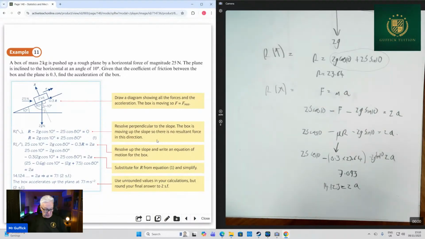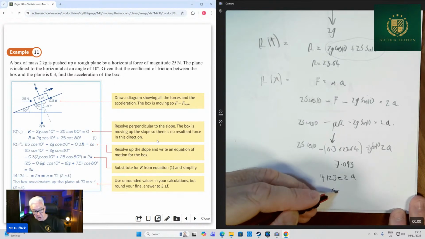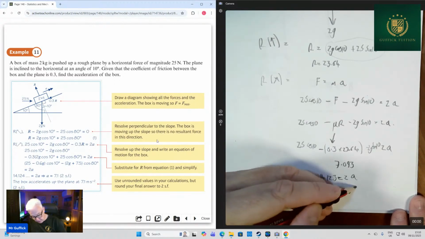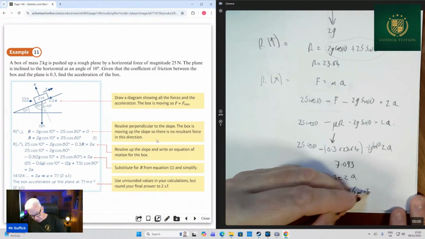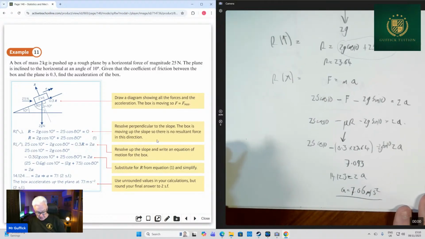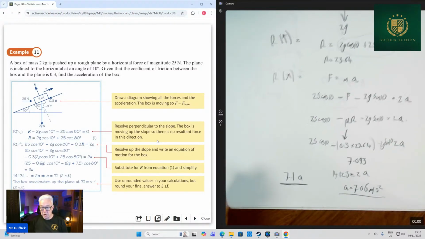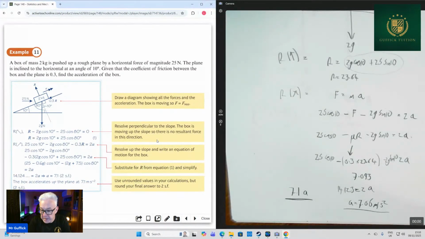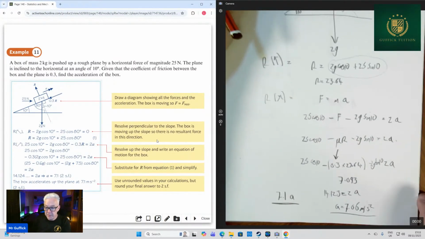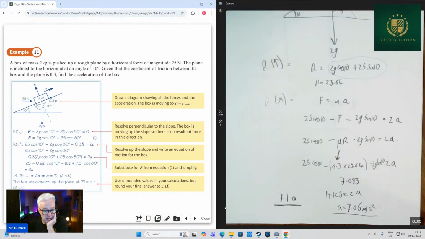And then finally, I'm just going to divide that answer by 2. And I find that I get 7.06. So the acceleration is equal to 7.06 meters per second squared. And so if I give that to two significant figures, that's going to be 7.1 is the acceleration to two significant figures. But yeah, I agree that those inclined plane questions can be really, really tricky for sure.